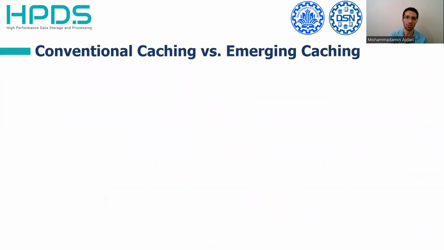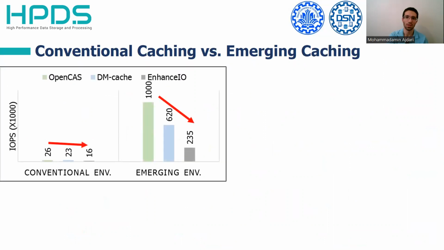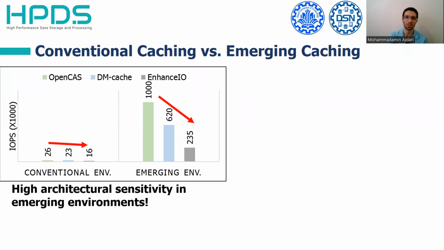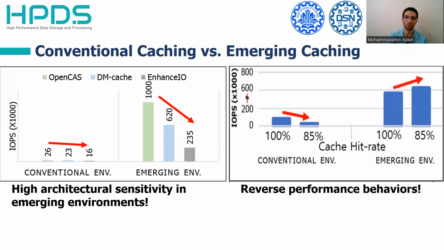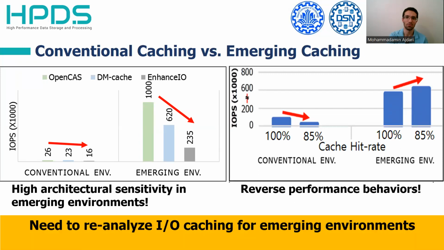Let's look at two real examples of I/O caching in conventional environments and emerging environments. We ran a read-intensive workload on 3 enterprise-grade I/O caches. We observed that the 3 caches provide almost similar performance in conventional environments, even though their architectural implementations are totally different. But in emerging fast environments, the performance becomes sensitive to architectural differences. As another example, we observed that lowering the hit rate shows a slowdown of performance in conventional environments, but it improves the performance in emerging environments using the load balancing opportunities between the cache device and the fast backend. These results demand a reanalysis of I/O cache architectures for emerging environments.